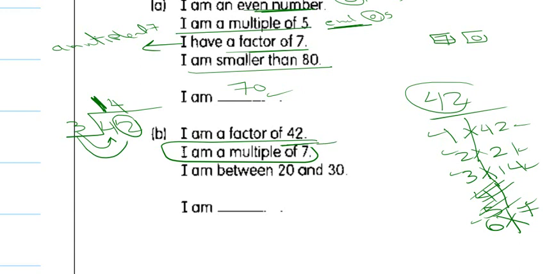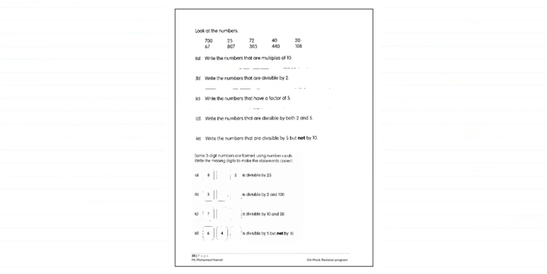Multiple means times table of 7. Which number here is in the multiples of 7? You will find two numbers in the multiples of 7, 7 and 14. But this number says I am between 20 and 30, and also 21. 7, 14, 21. I am between 20 and 30. So my number is 21 because it's between 20 and 30.